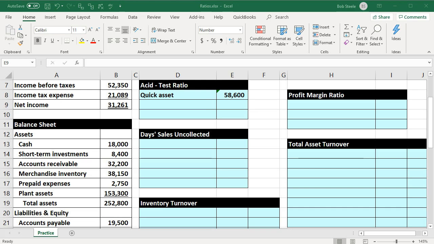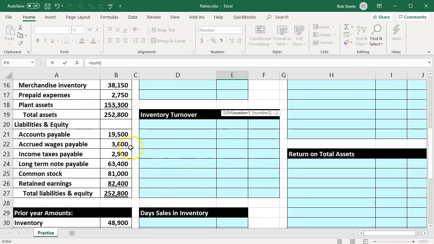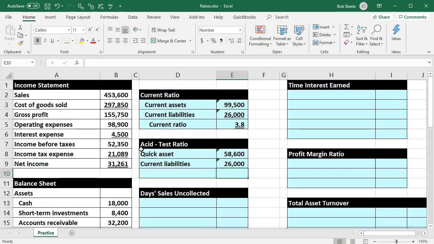And then we're going to go to the current liabilities, and that's going to be the same number. So we're going to say this equals the sum of, let's go down to the liabilities, the 1905, the 3006, the 2009, that's it. And there we have it. So we have the same denominator, different numerator between the current and acid test. And then we're going to do the same division.